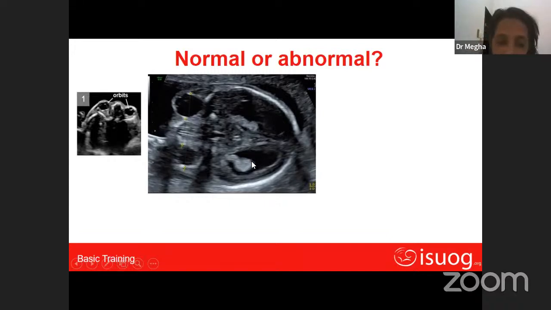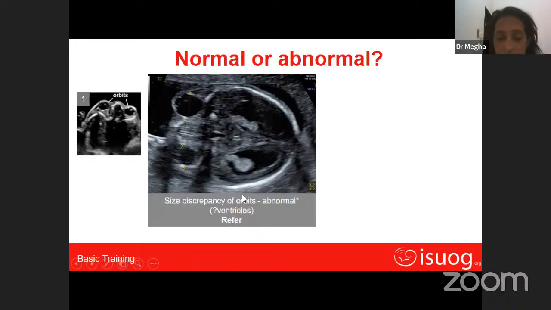So when you see any anomaly of the fetal face, it is very important to have a good look at the fetal brain because craniofacial anomalies often coexist together. It is also important to do a complete anatomical survey to make sure that there are no other anomalies. Yeah, so there's a discrepancy in the orbits, obviously abnormal. We need to refer for a second opinion.